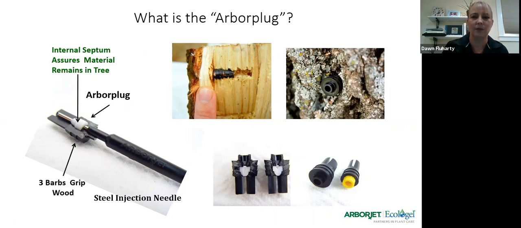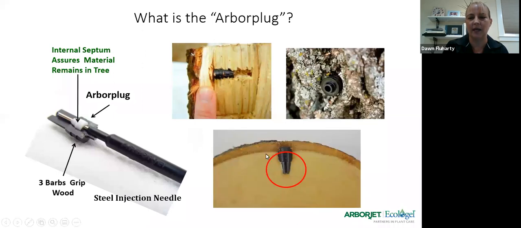And for us, the difference is on a tree, we have to recess this plug below the cambium. On a palm, we still recess it, but it's not going to be below any cambium layer. It's not going to seal itself over. Sometimes we will, during applications, get some leaking.